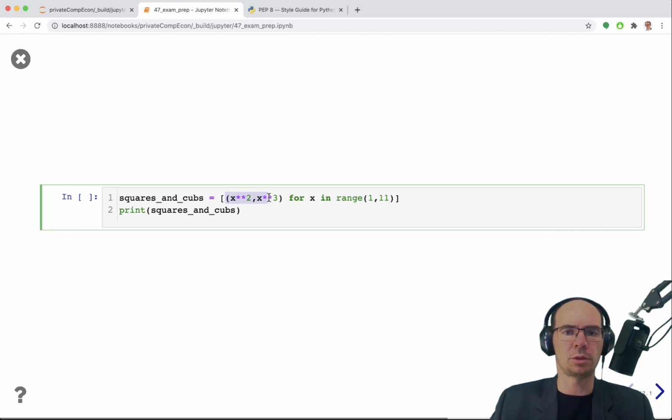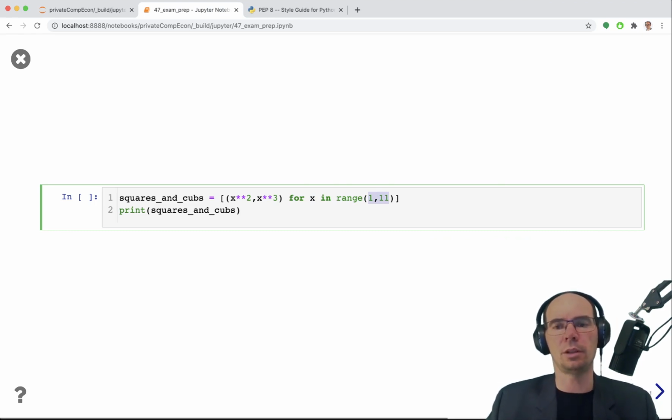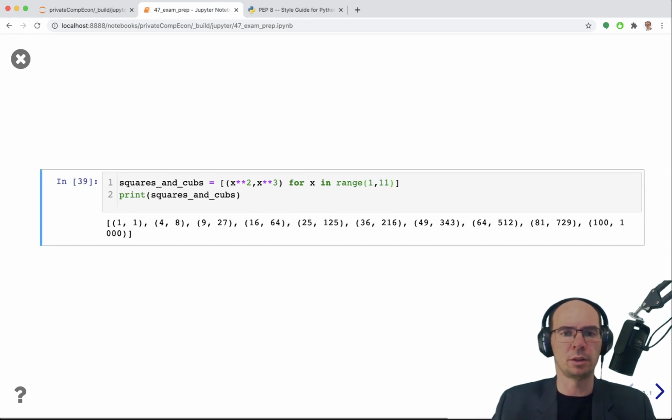We have to produce a tuple of squares and cubes for x in range. And it's important not to make a mistake here. Inclusive from 1 to 10 means that range should have 2 arguments, 1 and 11. And you can check yourself, of course, to see this.